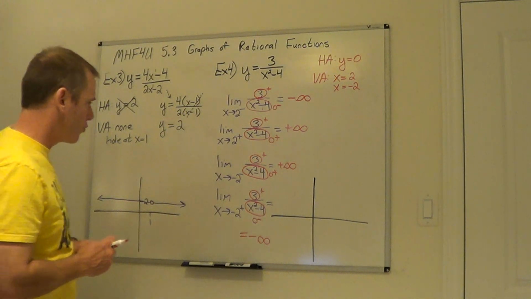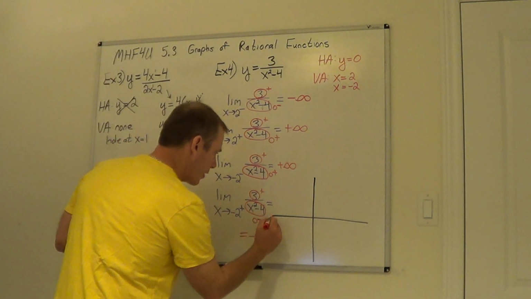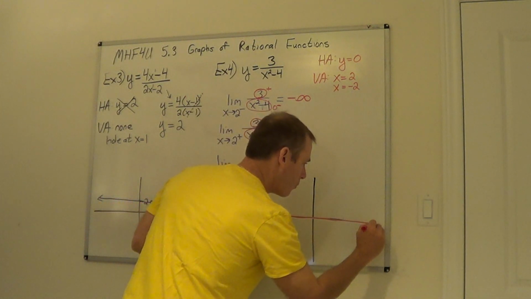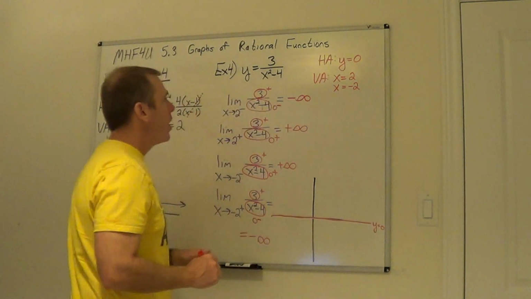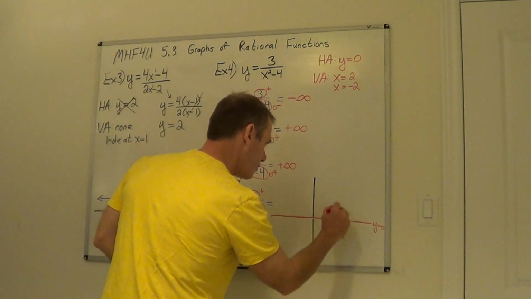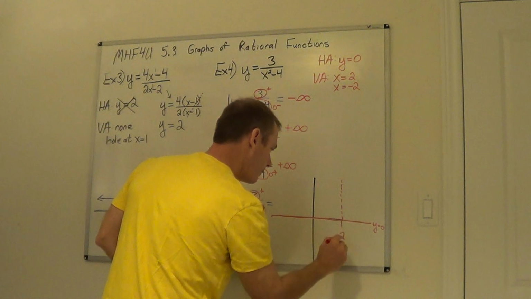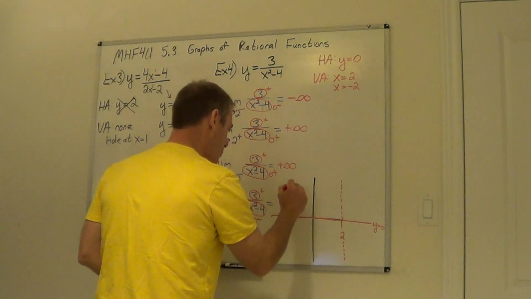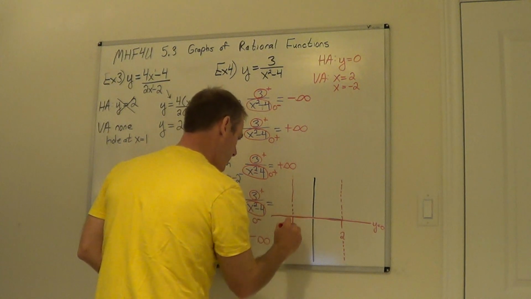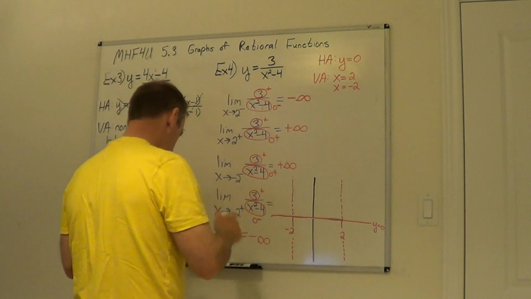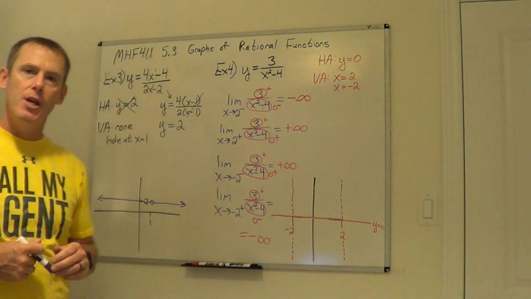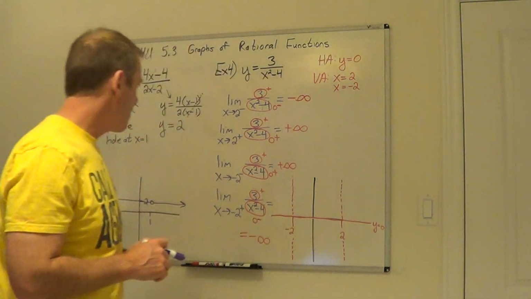All right, so what's that going to look like on our graph? So again, drawing in our asymptotes. Here's our horizontal one. There we go. That's our y equals 0. We have two vertical asymptotes. We have one here at 2. And we also have one here at negative 2.